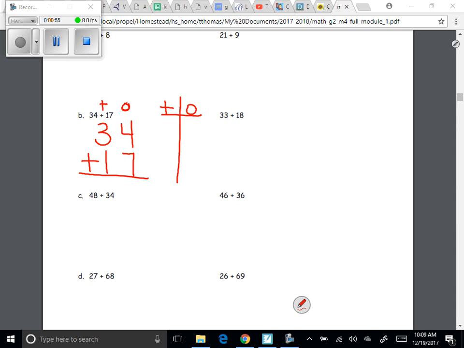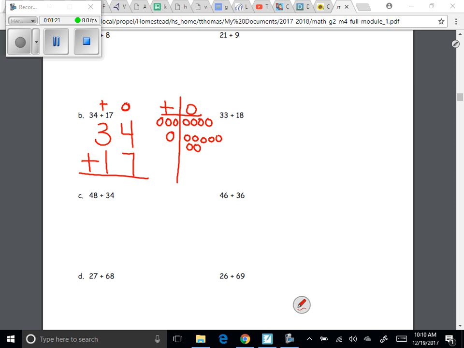And I'm going to draw 34 place value disks just for us in pictures, or just little circles. 34, 3 tens and 4 ones. That's my first number. Then I'm going to draw my second number, which is 17, which is 1 ten and 7 ones. So now I have my tens and my ones all together.